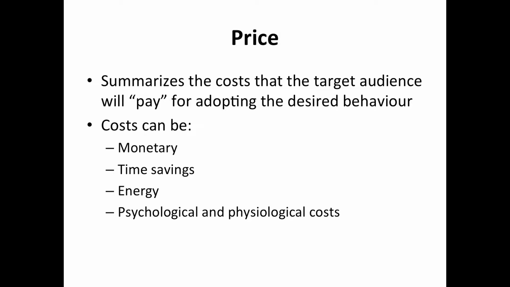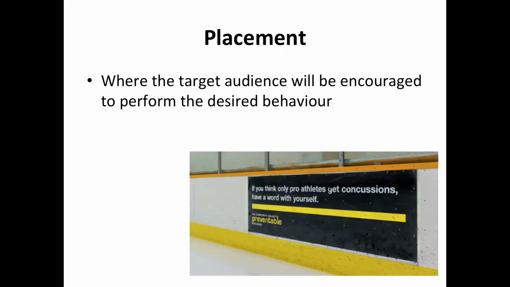The next P stands for price. Price summarizes what the target audience will pay for adopting the target behavior. These can be monetary, time savings, for example, not losing time at work due to injury, energy, and psychological and physiological. Placement refers to where the target audience will be encouraged to perform the desired behavior. For example, talking about concussion prevention in ice hockey arenas.